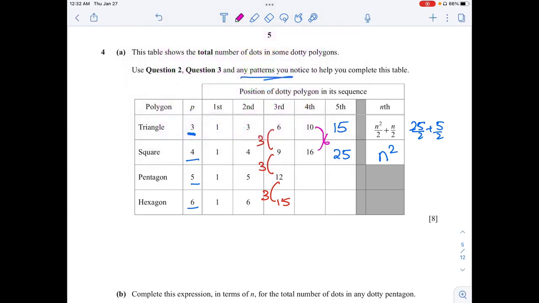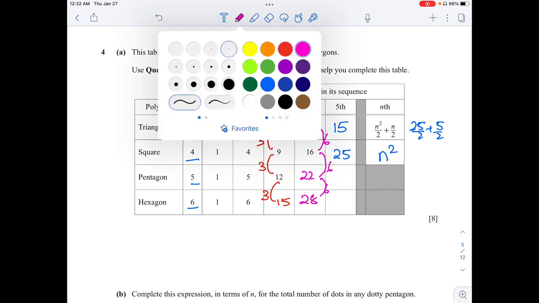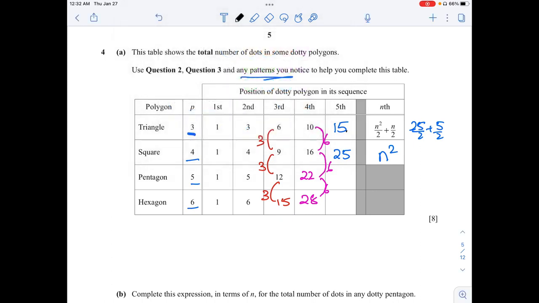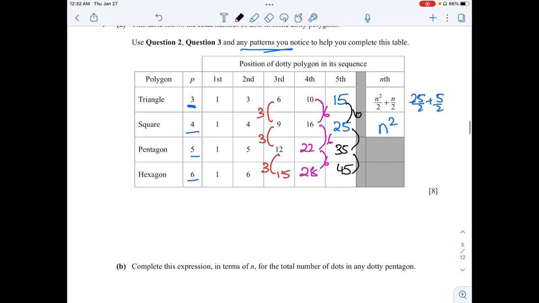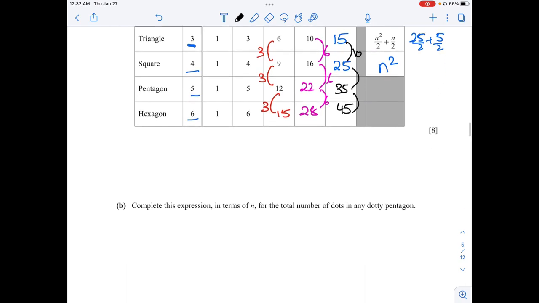This increase is 6. Now the next increase also is going to be 6, which is 22. The next increase also is going to be 6, which is 28. Now lastly, we can see that the increase is 10. So here the increase will be 10, so it is 35. Here the increase will be 10, which is 45. So this is going to be the pattern. You need to check the pattern and fill the table.